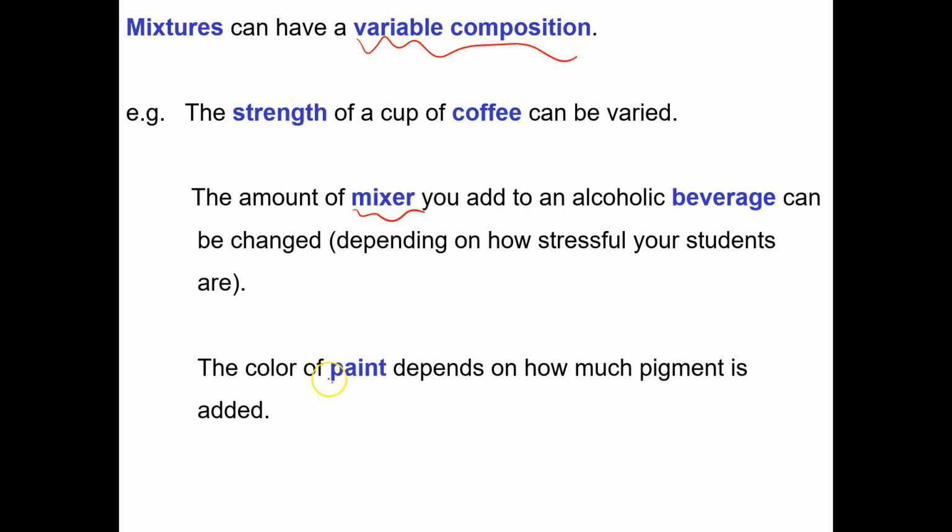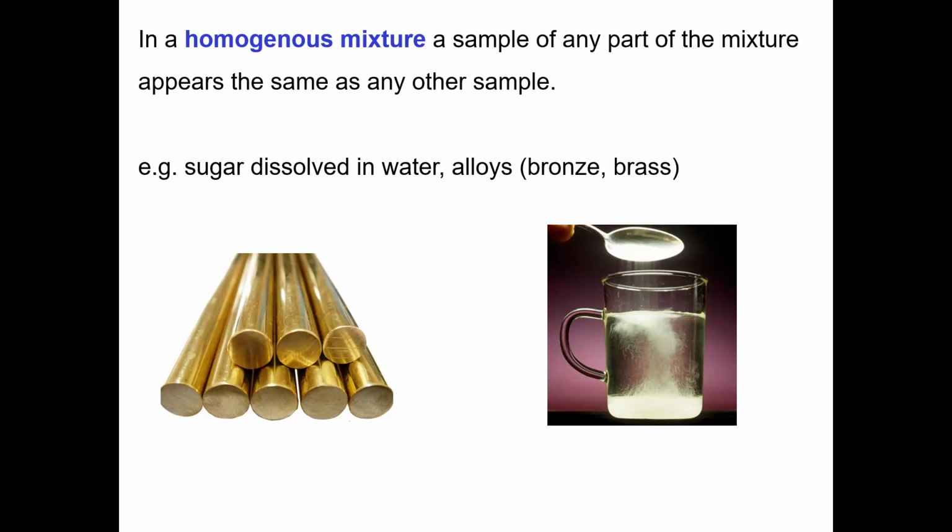If you're a painter, you might have mixed different colors of paint together to get new shades. And the color that you get depends upon how much of each pigment that you combine. It's still paint though, right? Because paint is a mixture, so we can have a variable composition. Mixtures are often categorized as being homogeneous or alternatively as being heterogeneous.